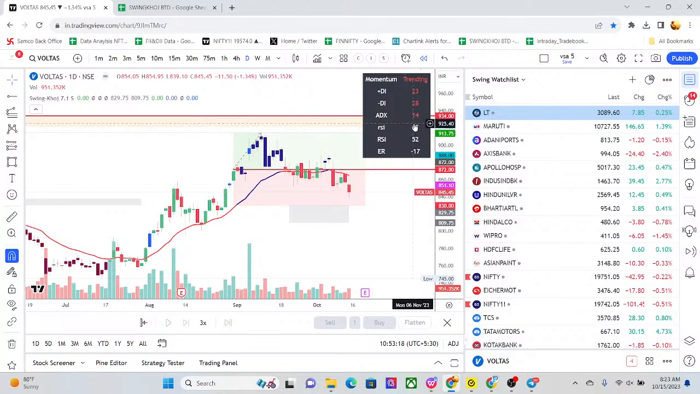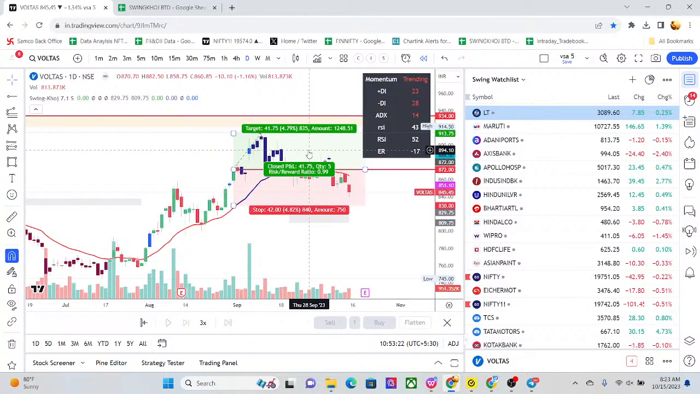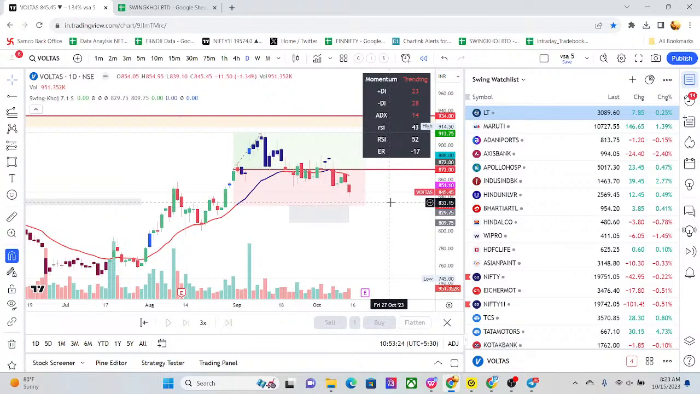This is the RSI. So this is now 43. This is the higher time frame RSI. Weekly RSI. The small RSI is the daily RSI, and the big RSI is the weekly time frame RSI.